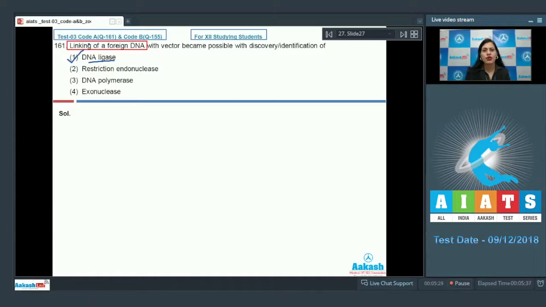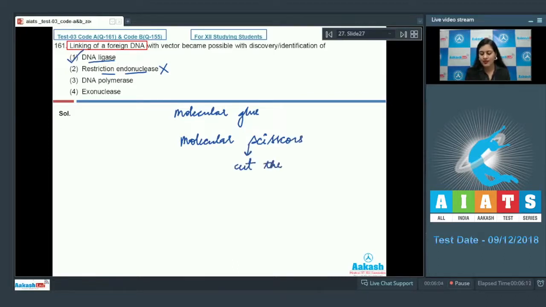Because ligase, which is also known as molecular glue, is used to link different DNA fragments. The next option given is restriction endonuclease, and this is an incorrect option because restriction endonucleases, which are also known as molecular scissors, are used to cut the DNA fragments and not to ligate the DNA fragments. So this is an incorrect option.